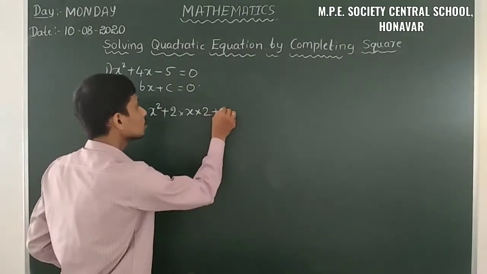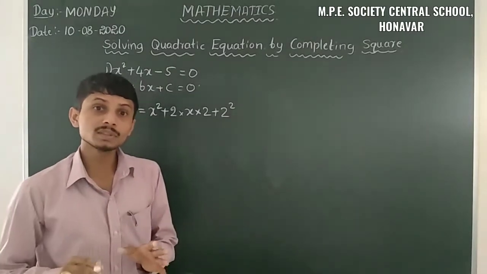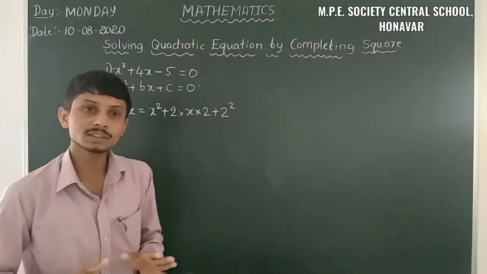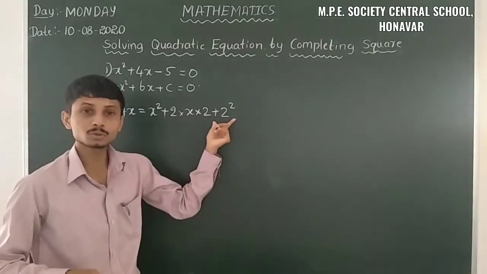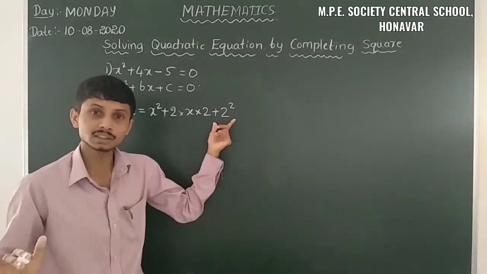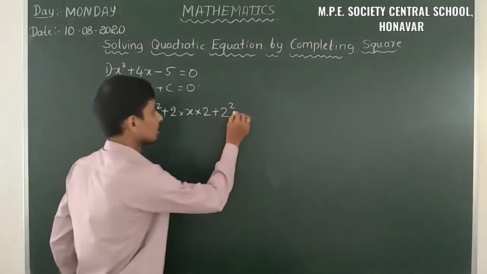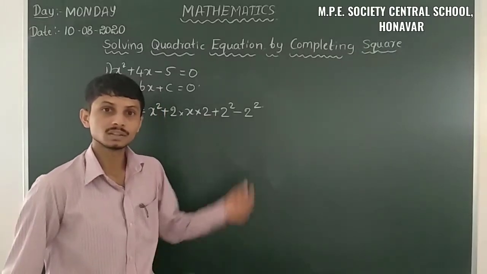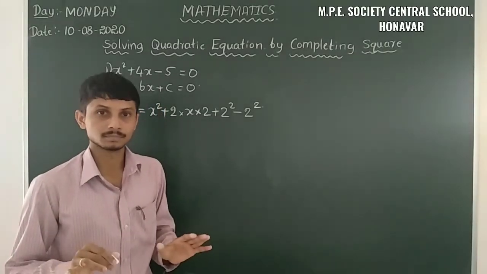That means 2 square is needed. But when we add the 2 square to x square plus 4x, the value of the equation is disturbed. So for that we have to subtract the 2 square as well, so that the equation is not disturbed.